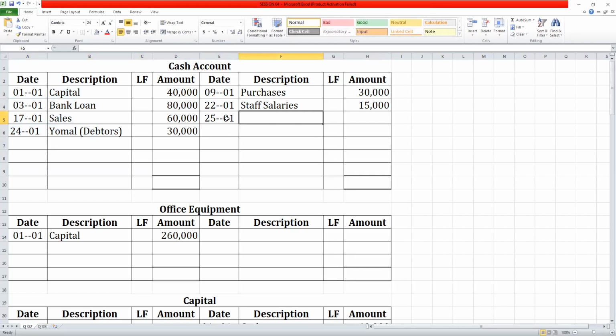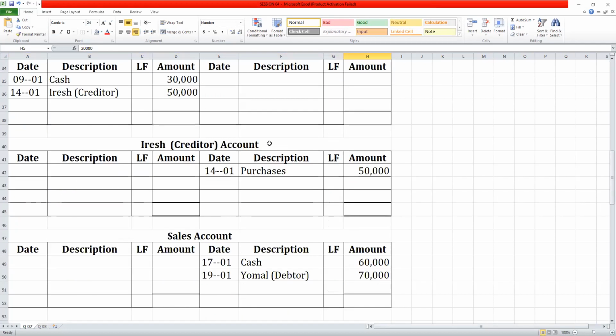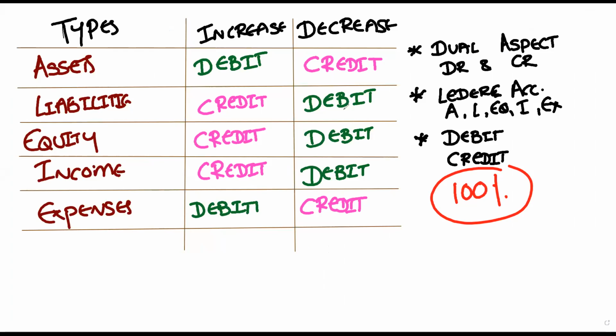25th of January, we have paid Iresh, the creditor. How much have we paid? 20,000 to him. Cash credit 20,000. Creditor is a liability account of ours. Now we are settling a liability, so the liability decreases. See how beautifully everything works. Liability decreases, debit. Assets decrease, credit. See, debit and credit are always there.